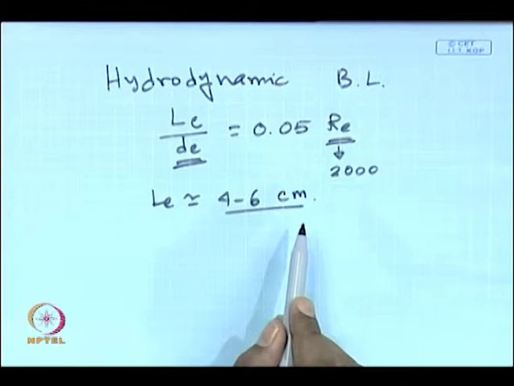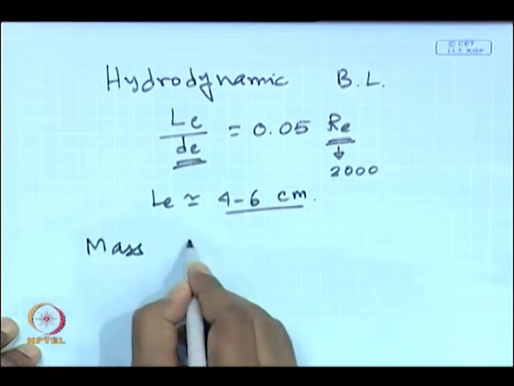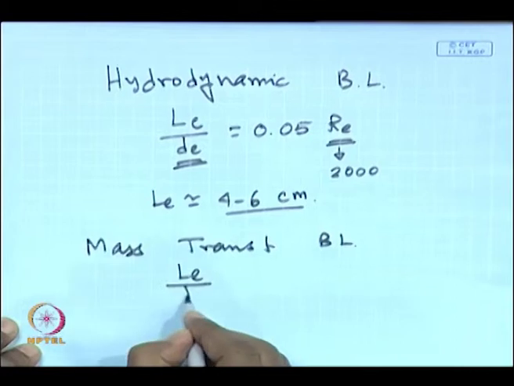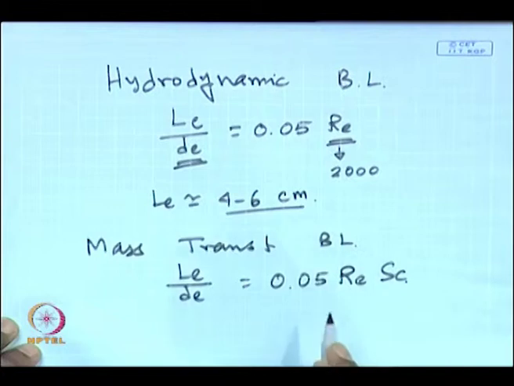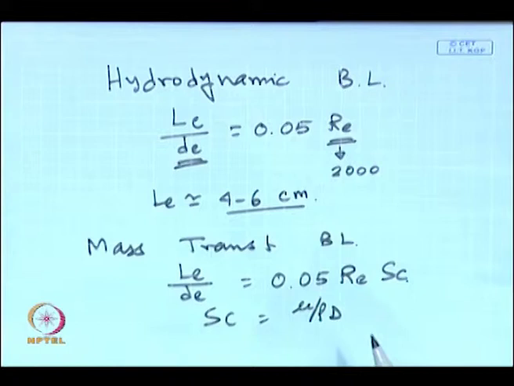On the other hand, if you look into the entrance length for the mass transfer boundary layer, what is the entrance length? It will be 0.05 Reynolds times Schmidt number, and what is Schmidt number? Mu by rho D. Now, this becomes very interesting. We are talking about solutes which have a higher molecular weight. For separation in these cases, higher molecular weight means lower diffusivity, and their diffusivity will be in the order of 10 to the power minus 11 meter square per second.